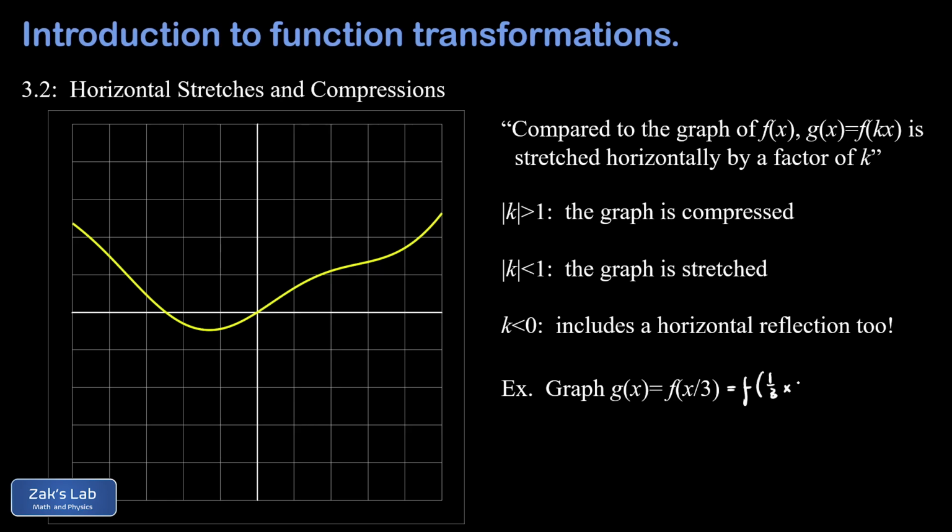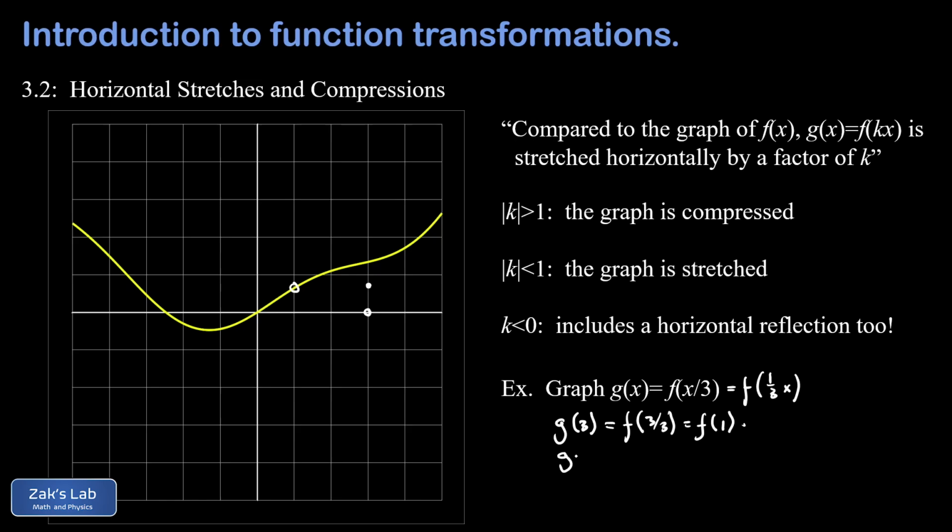In other words, k is 1/3 here. We're supposed to get a stretch. So just to keep the numbers nice, if I look at g of 3, so we're investigating this x value right here, that's going to be f of 3 over 3, which is f of 1. So the vertical value for g at x equals 3 is the same as the vertical value for f at x equals 1. So we just take this vertical value and shift it over here. Okay, so there's g of 3.